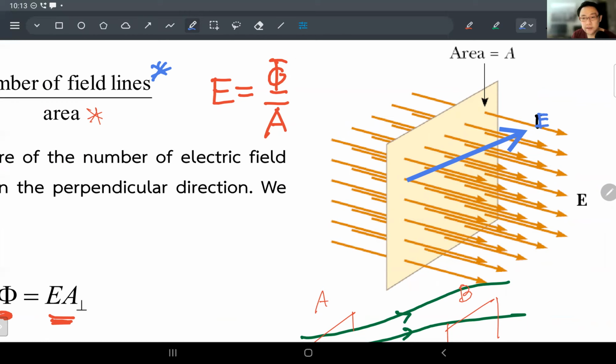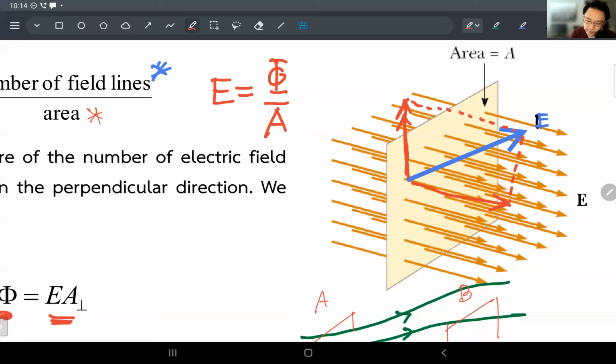Do you want to count this whole electric field line? The answer is no. The reason is that it does not penetrate the area in the perpendicular direction. How can you remedy this? No problem. You just break this into two components: the one that goes perpendicular to the surface area, and the other one parallel to that area.